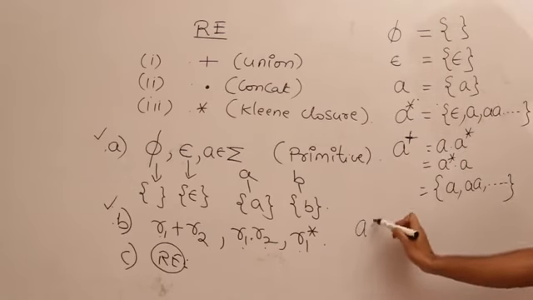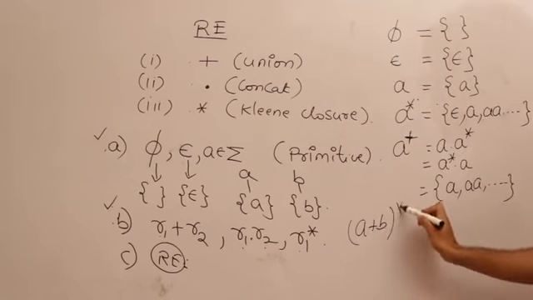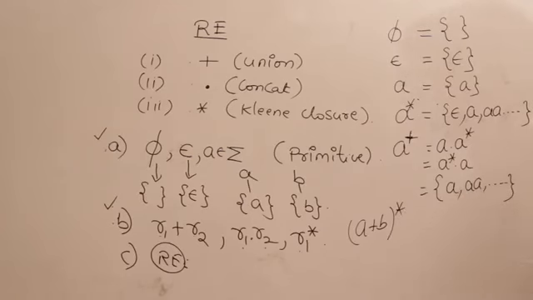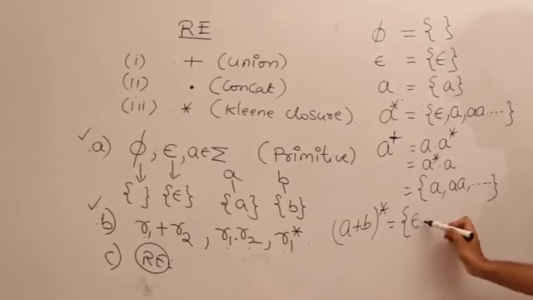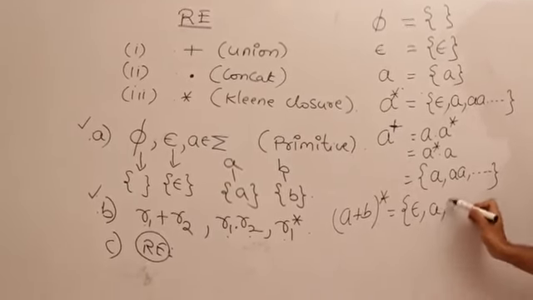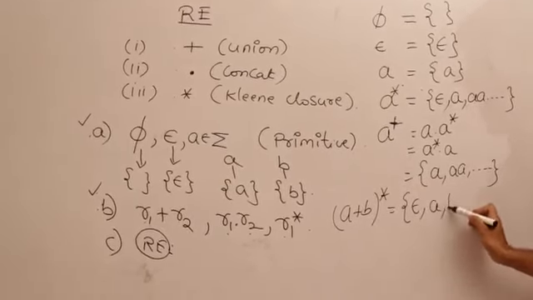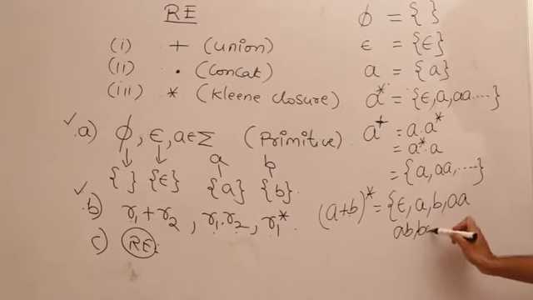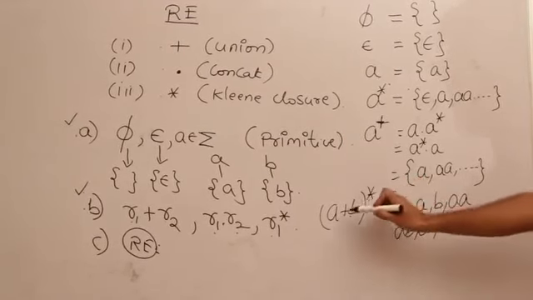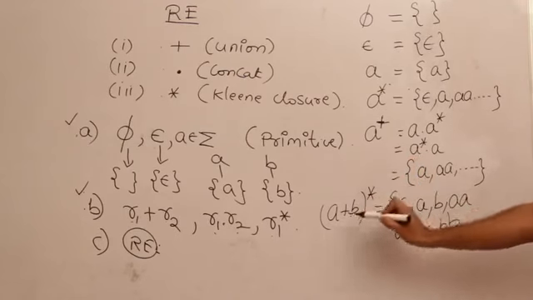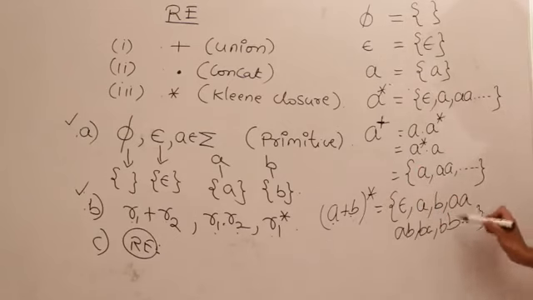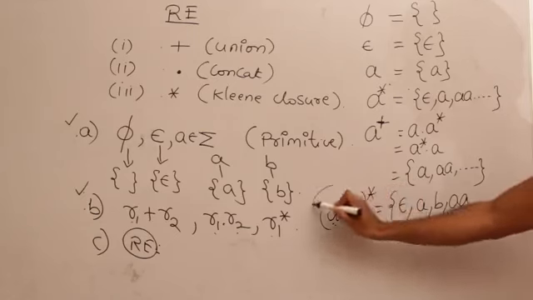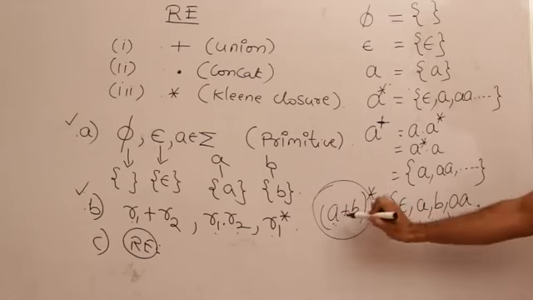If I write (a plus b) star, it is nothing but the set of all strings possible over a, b. How can I get it? You put 0 here in place of star, I get epsilon. If I put 1 here, I get a, b. If I put 2 here, I get the set of all strings of length 2, which is aa, ab, ba, bb. If I put 3 here, I get all strings of length 3. If I put 4, all strings of length 4. If I put n, all strings of length n, and so on. Therefore, this represents the set of all strings possible over a, b.